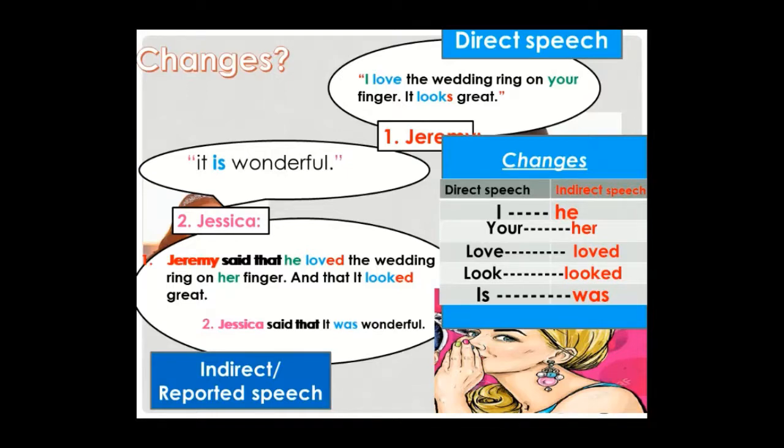So, for example, I, your, he, and her: what do we call these? We call these pronouns. Okay, good. And love, looked, and is: the tense changes from simple present to simple past. So we call this change of tense. So these are the changes. We have the change of pronoun: I becomes he, your becomes her. The change of tense: simple present, love, becomes simple past, loved, in the indirect speech. And we also have the change of time and place. We will see the change of time and place later. Okay, nice. Great.